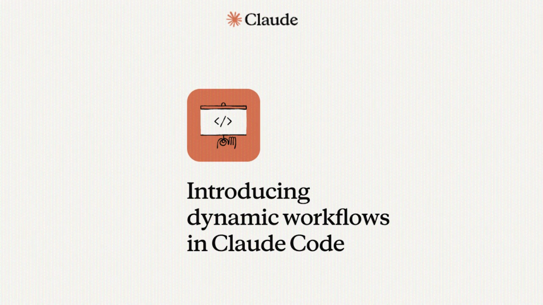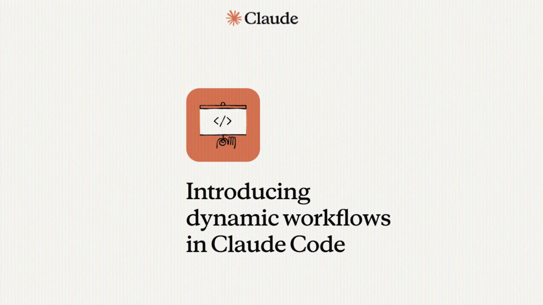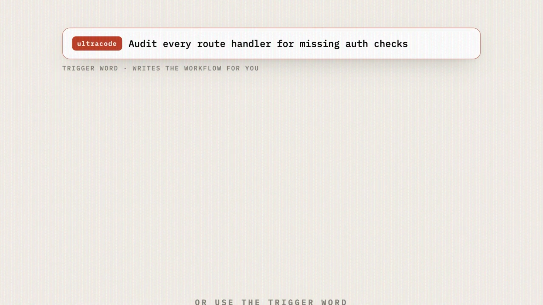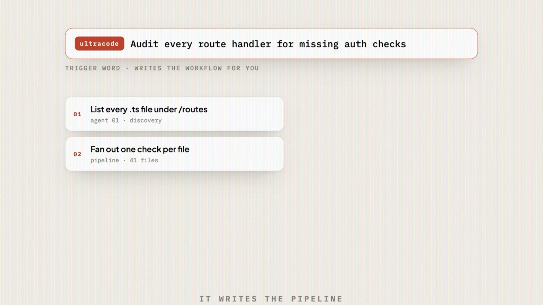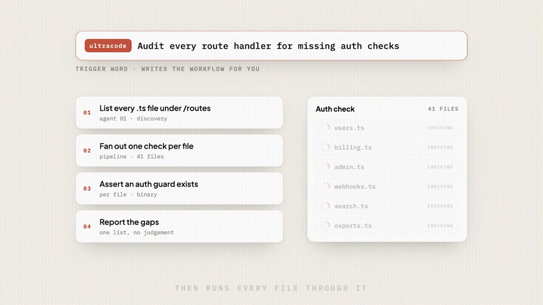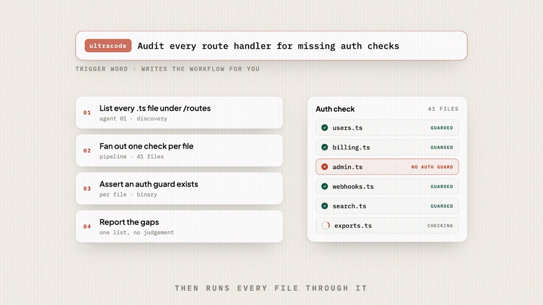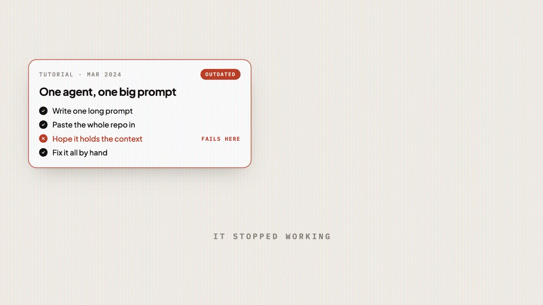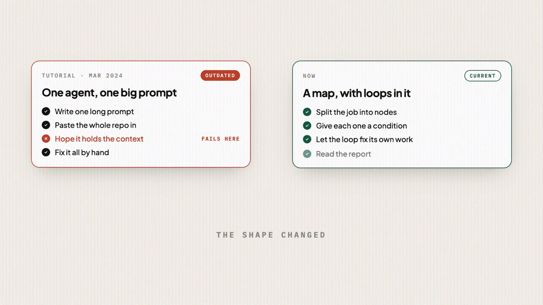If you actually want to push this a bit further, you can check out dynamic workflows with Claude Code, which is basically a script that orchestrates all those dependencies for you. So for example, a workflow that audits every route handler for missing auth checks, where one agent lists every TypeScript file under routes, and then a pipeline runs each file through an auth check. You can get Claude to write the workflow just by asking it, or with the trigger word ultra code, one word only, ultra code. And it used to be called workflow before they renamed it. So if you're following an older tutorial or something, that's why it may not be working for you.